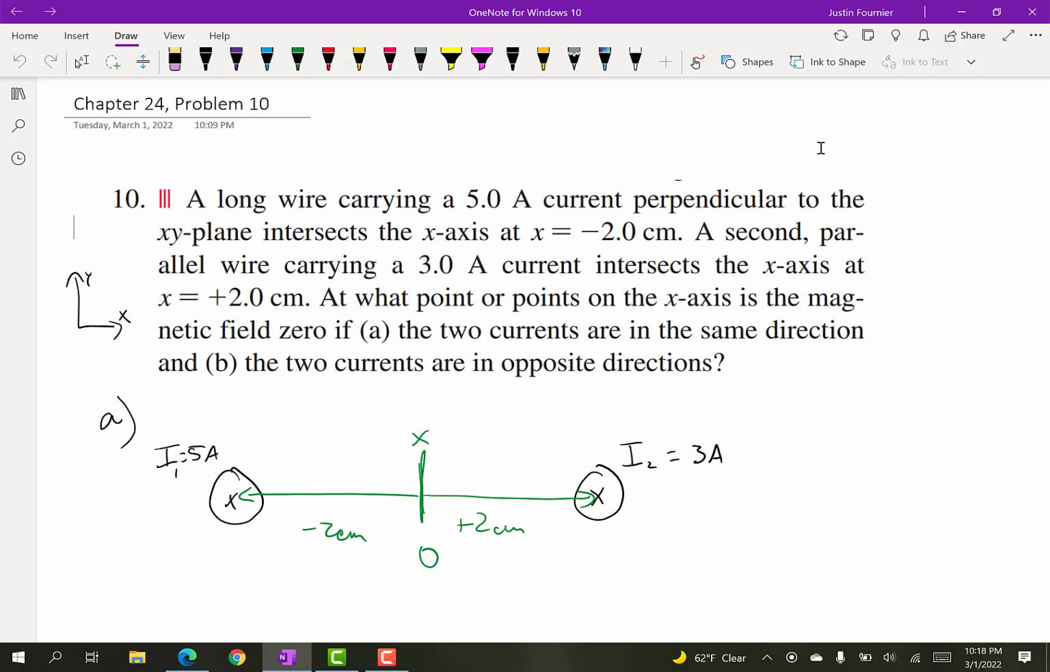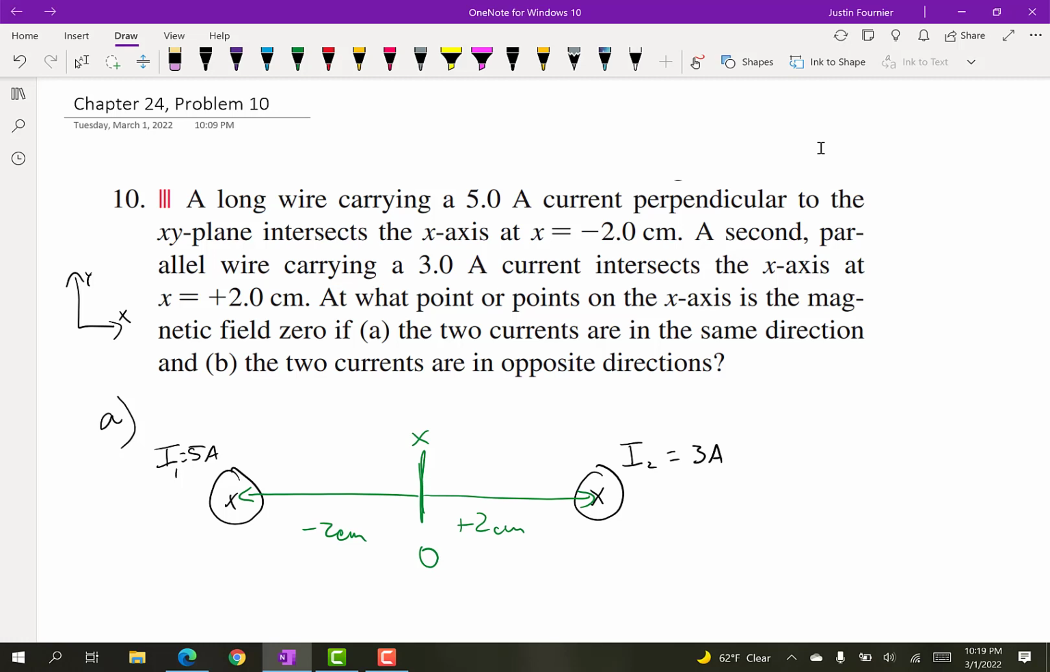Anyway, so it says a long wire carrying a 5 amp current, perpendicular to the xy plane, intersects the x-axis at x equals -2 centimeters. And then a second parallel wire with a 3 amp current intersects the x-axis at 2 centimeters. And it says, at what point or points on the x-axis is the magnetic field 0 if A, the two currents are in the same direction, and B, the two currents are in opposite directions.